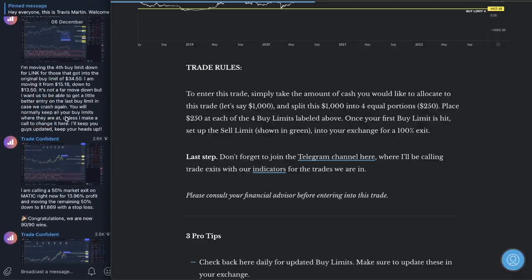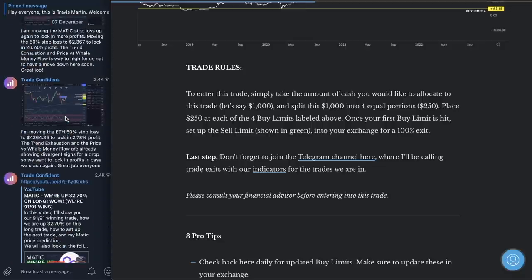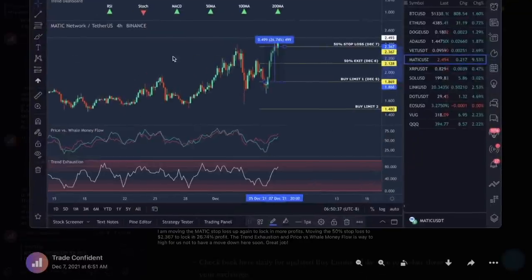Guys, we took a 26% profit. Like, where was this? It was 26% profit on Matic. And I was in this with you guys. 26.74% profit on Matic we took. I think this was literally just, it was either yesterday or the day before. Incredible exit here.